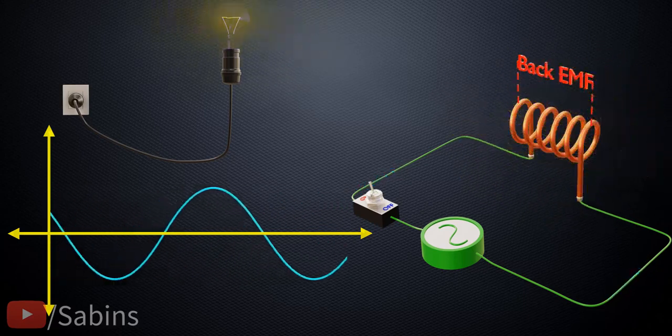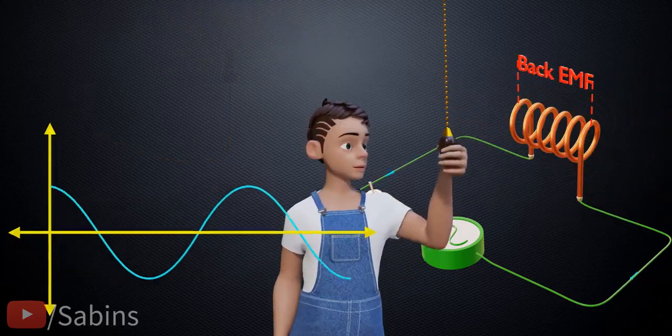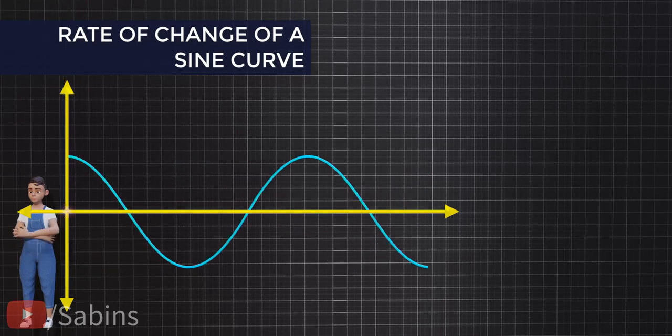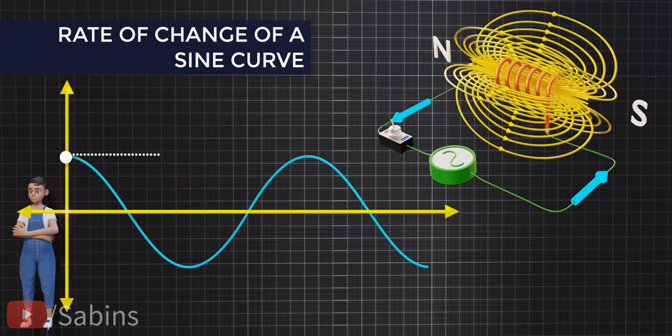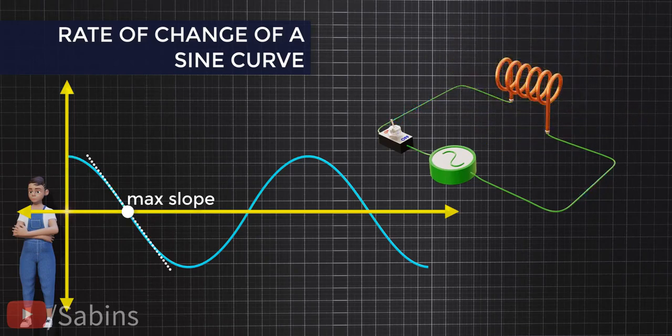You might have noted that in Faraday's law, everything is about the rate of change. So let's study more about a sine curve's rate of change. Clearly, for the sine curve, the change is zero when the current is at the peak, and the change is maximal when the current is zero. This is one interesting property of a sine curve.